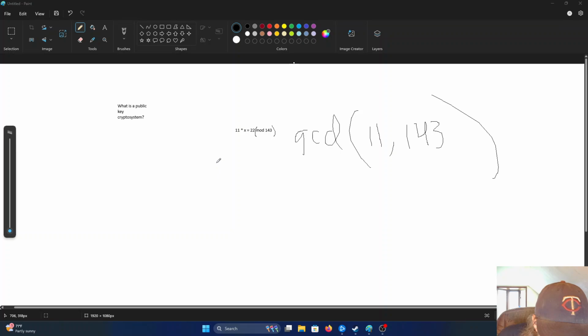In the case where GCD(a, n) is 1, it is so important that we have a special name for it. We say a and n are relatively prime, or coprime. So 11 and 43 are coprime. No, they're not coprime. Nope, they're not coprime.